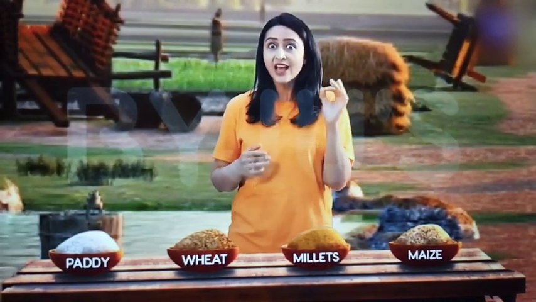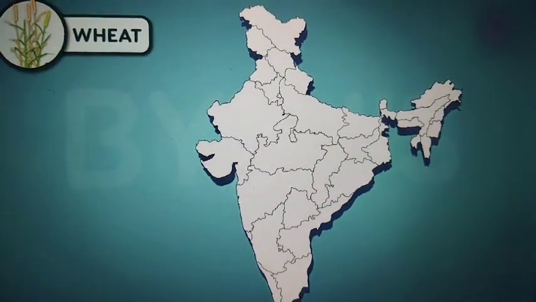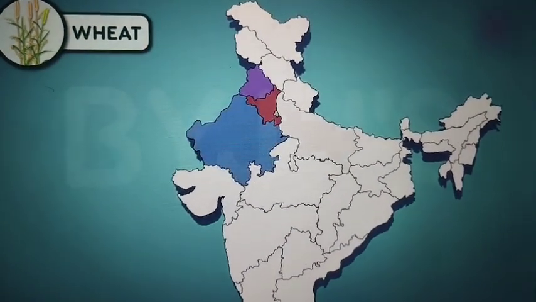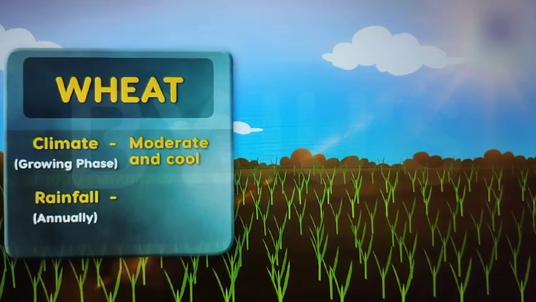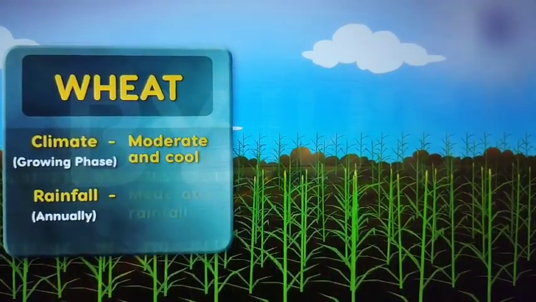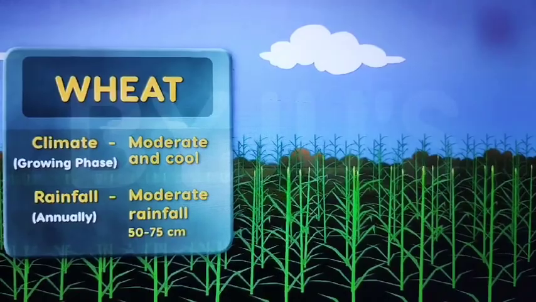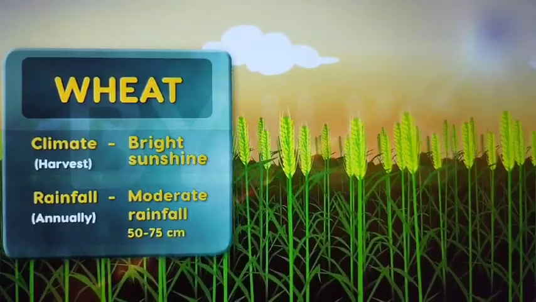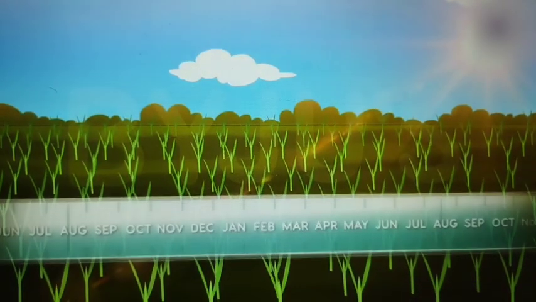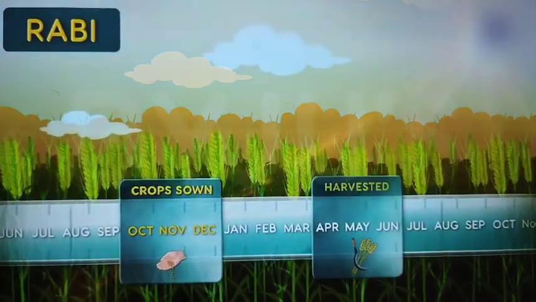Next, let's learn about the other important cereal crop, wheat. Wheat is the main food crop of people in north and northwestern parts of the country. Wheat requires moderate, cool climate in its growing phase. Now, wheat requires moderate rainfall between 50 to 75 centimeters annually and bright sunshine during the time of harvest. Hence, it is a Rabi crop. It is sown in winter and harvested in the summer months.